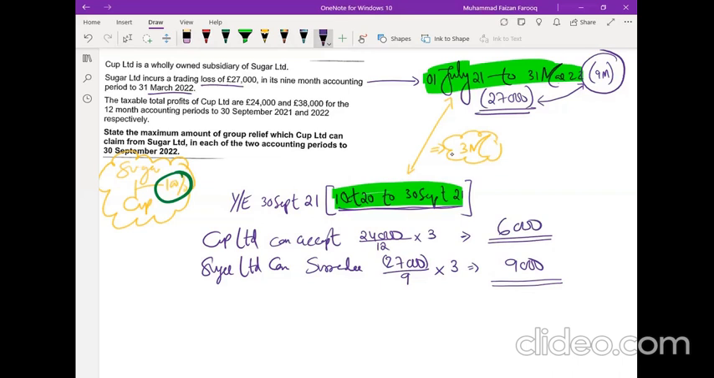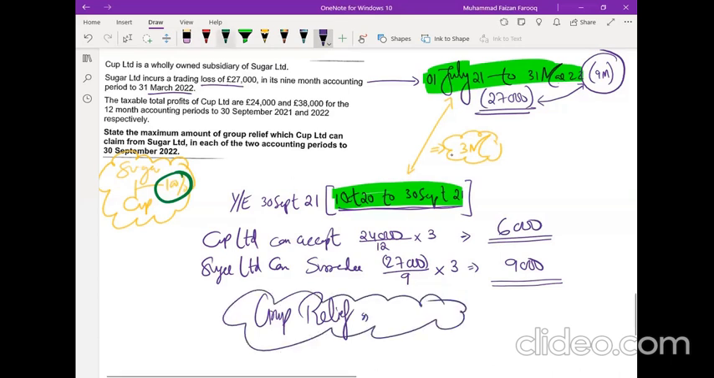And what we learned is that the group relief is the lower of the two amounts, which will be the final answer for this year: 6,000. This is how we can work if corresponding accounting periods are there. Note it down. We have the second year as well, and for the second year end we will do the same thing. But first, note it down. Ask if you have any questions, then we will continue.